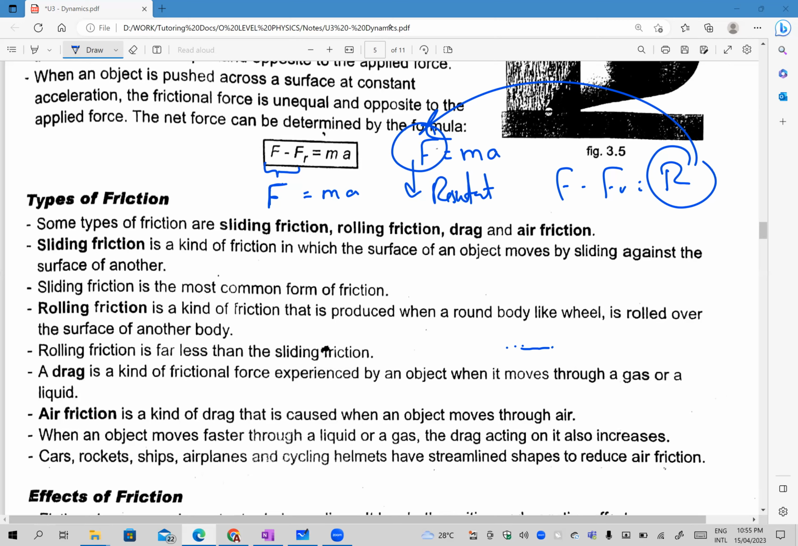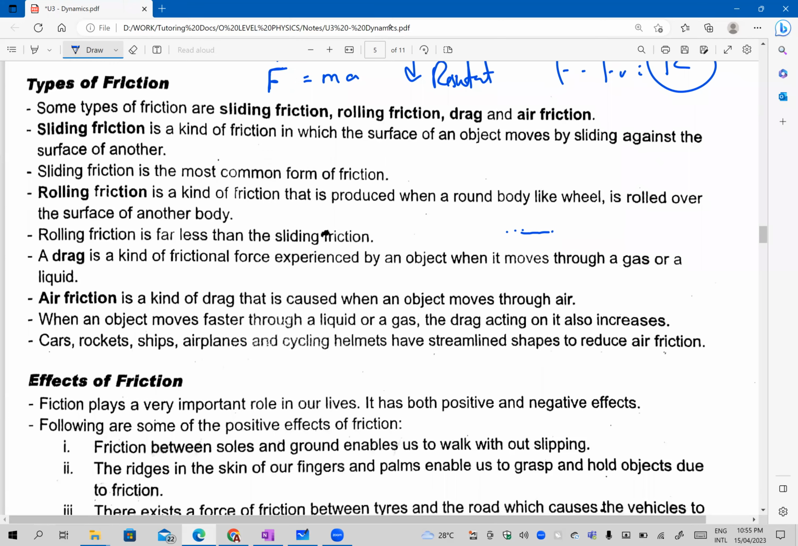Then there's a rolling friction as well. Let's look at these. I think I'll just leave these for you guys to read, okay? I'll send in the notes in the group so you guys can just go over these definitions or even pause this video to actually read these right now, okay?